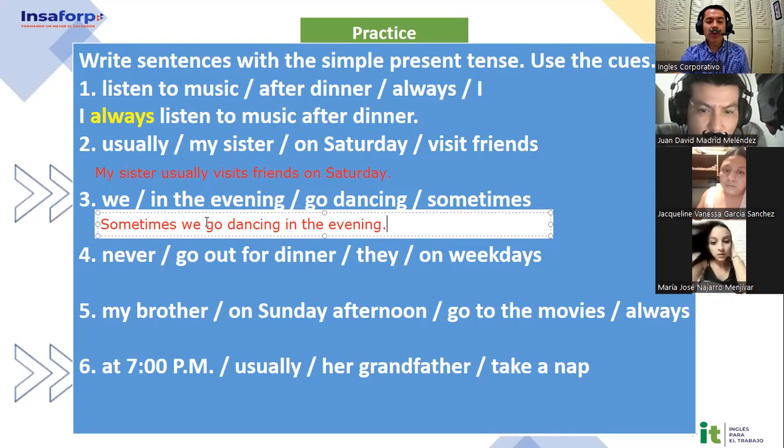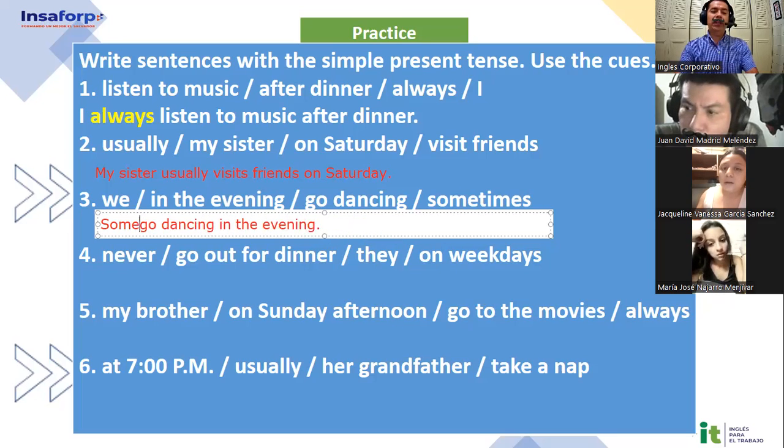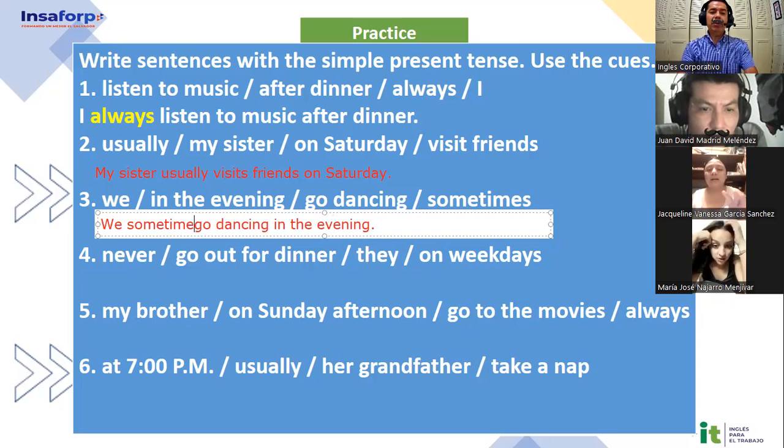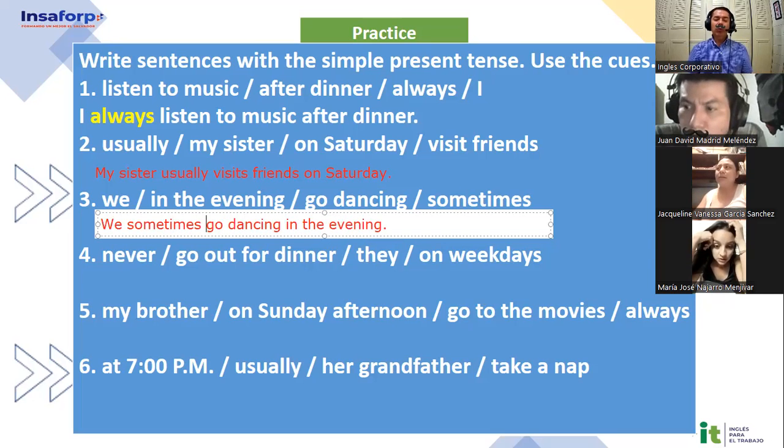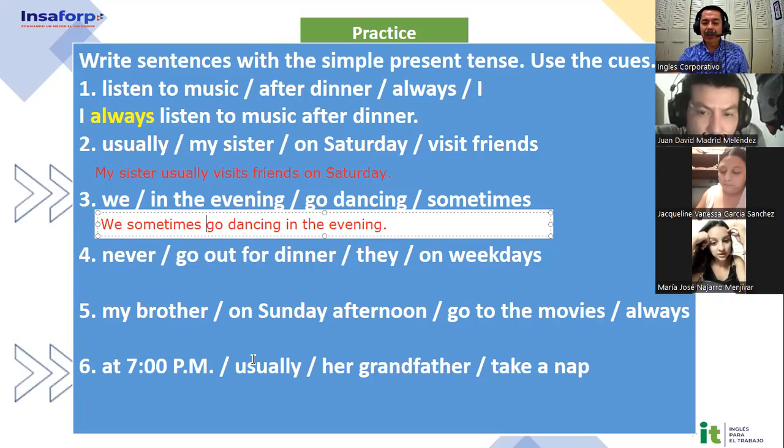But the most common form is we sometimes. Remember, this is the exception. With the other adverbs of frequency, you cannot do that. You cannot say, usually my sister visits. No. You cannot say that. Only with sometimes, right? Okay. Good.